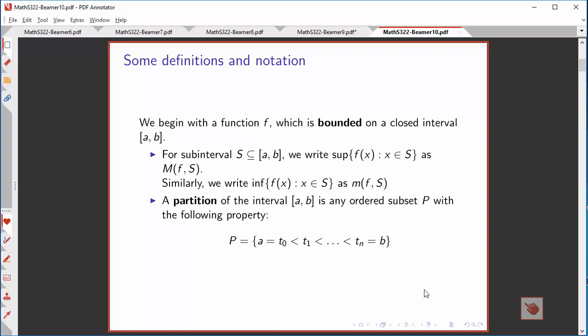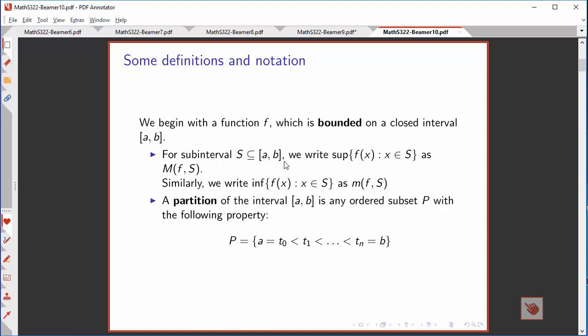We've got a function defined on a closed interval from a to b, and we're going to insist that it's bounded on that interval. It doesn't have to be continuous. It can actually be quite badly behaved as long as it's bounded.